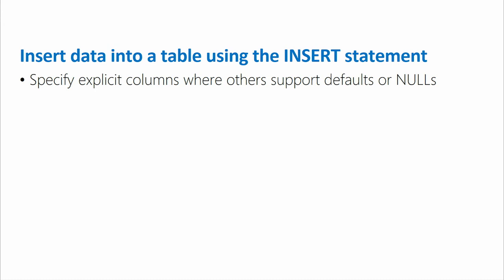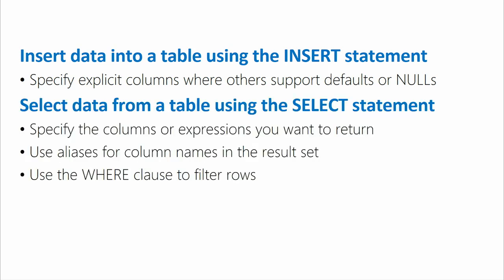So some key points we've covered then. We insert data into a table using the insert statement. And when we do that, we can either specify explicit columns or we can support defaults or nulls and insert into those values. We can select data from a table using the select statement, and we do that by specifying the columns or expressions. We had some calculations in there that we can use, and that brings back what we want to get in our result set. We can use aliases or alternative names, if you like, for the columns in the result set. We use the as clause to do that. And we can filter rows using the where clause to bring back only the rows that satisfy that filter criteria.